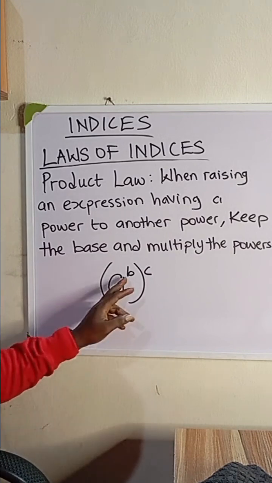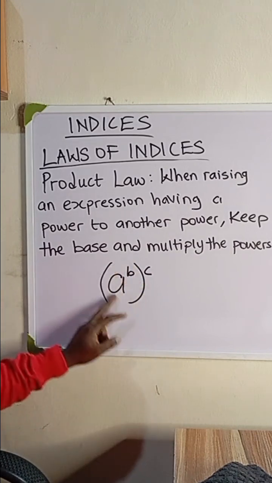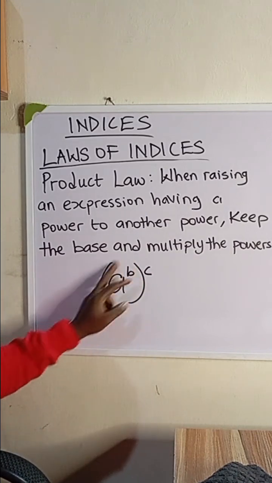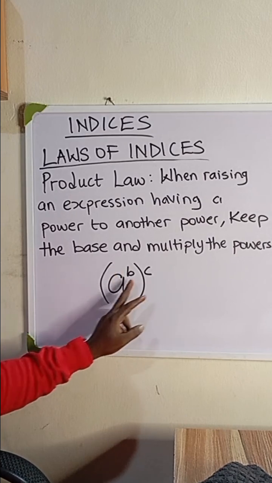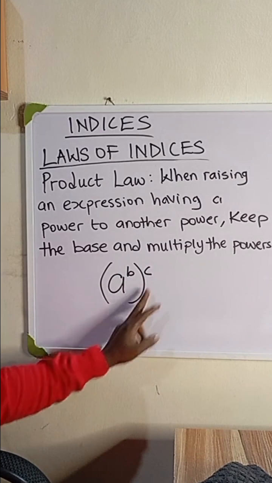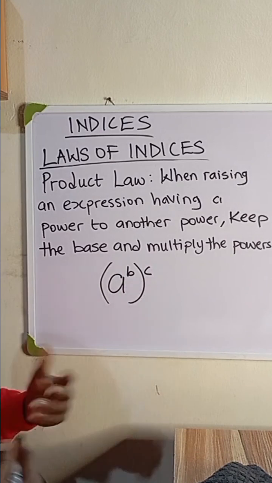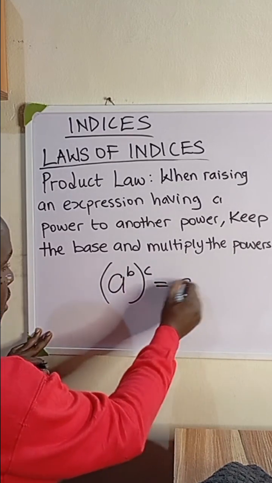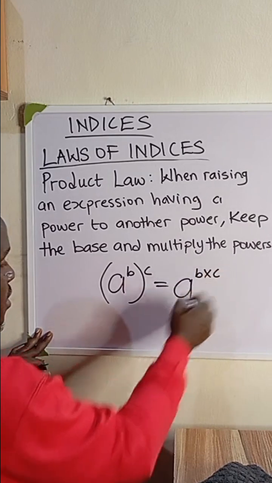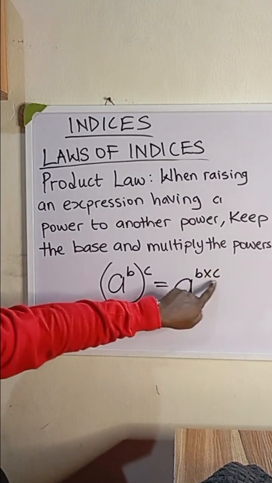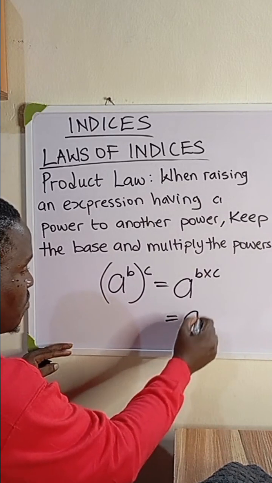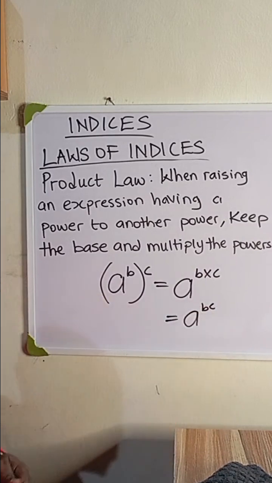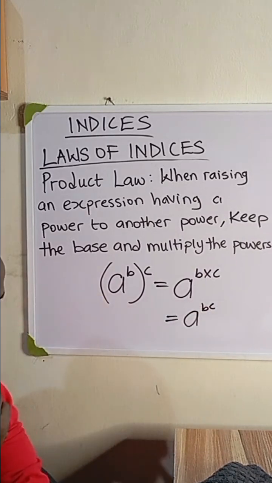This expression here now has a to the power of b, and both of them now have a power of c. So all you need to do is a to the power of b times c. In this case, you are multiplying the exponents, or the powers. So this will give us a to the power of bc.